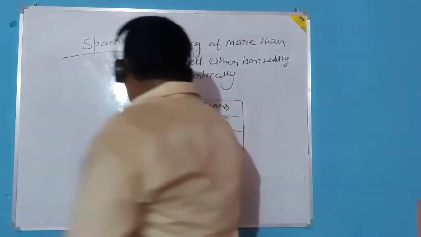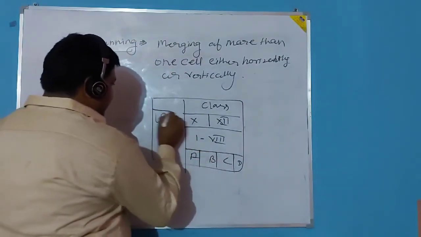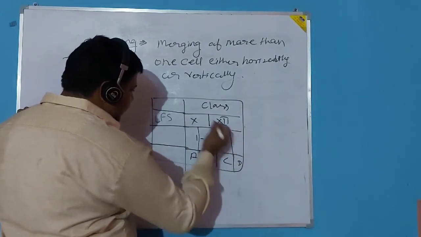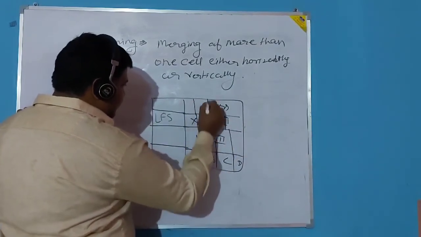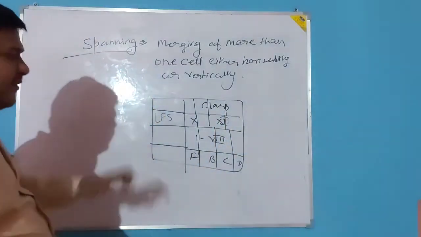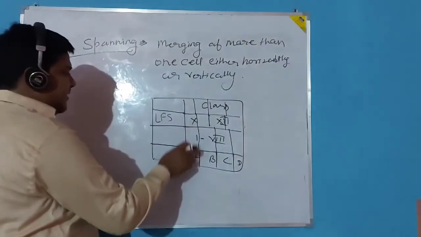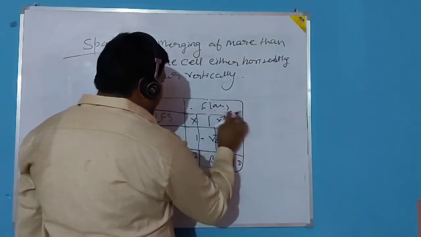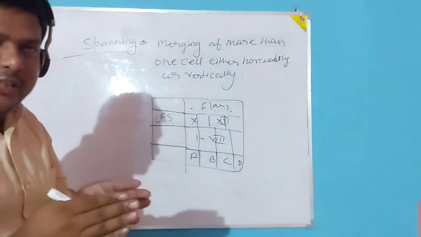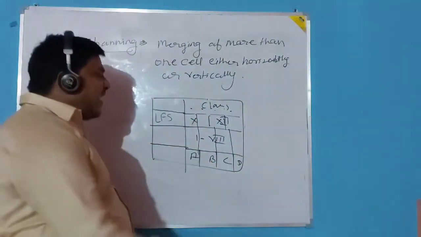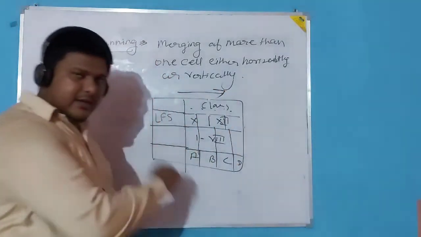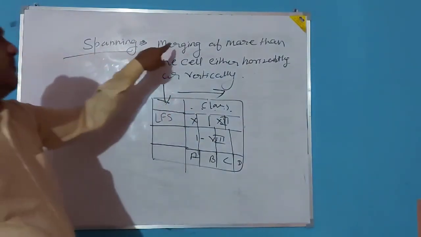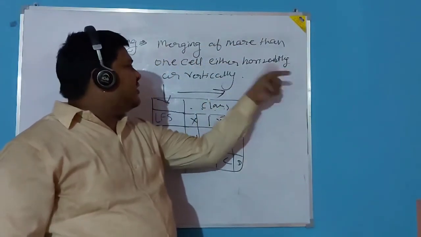Merging means the table is like that. And here 1, 2, 3, here also 1, here also 2, here 1, 2, 3, 4. What we have done is merged all these 1, 2, 3, 4 into one cell, when 4 cells are merged into one. And in which direction is it merged? Horizontally. And here, in which direction is it merged? Vertically. So I have given here merging of more than one cell either horizontally or vertically.